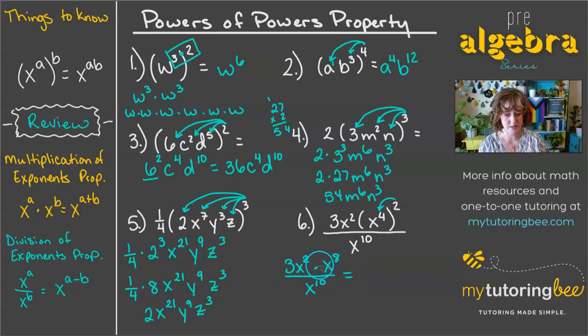Okay, and now I'm going to use my multiplication of exponents property here in the numerator. So this coefficient is an understood 1, so 3 times 1 is 3, and then x squared times x to the 8th is going to give me x to the 10th, and then that's all over x to the 10th. And then my division of exponents property, x to the 10th, x to the 10th are actually going to cancel out because we're going to subtract those exponents. 10 minus 10 is 0. So those are actually just going to cancel out. And we actually just wind up with 3 as our simplified answer for this one.